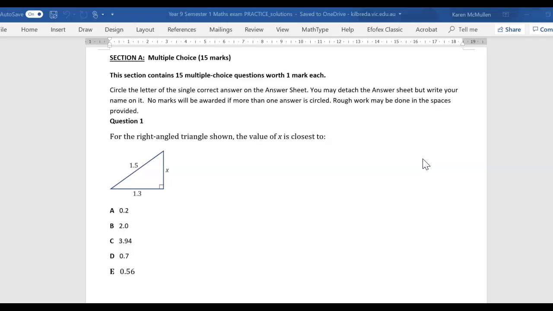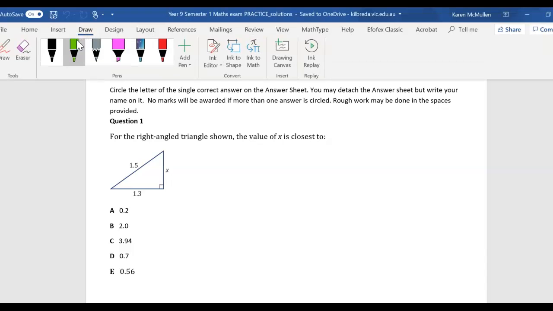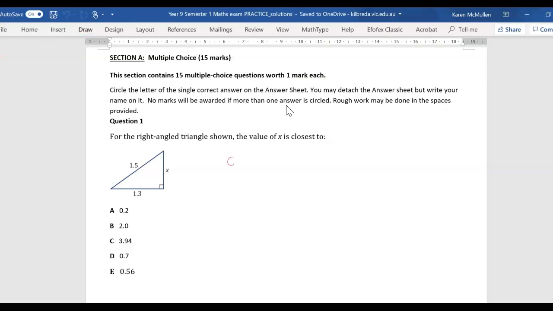Question 1. For the right angle triangle shown below, the value of x is closest to. So let me just get my pen ready. Okay, so we've got Pythagoras' theorem, so c squared equals a squared plus b squared, and then we're just substituting the values in, so make sure you label your triangle. Now c always has to be your longer side, or the side opposite your right angle, and a and b can be the other two sides, so it doesn't matter which one's a and which one's b. So c is 1.5, a is 1.3, and b is called x on our diagram, so I'm going to call it x here.